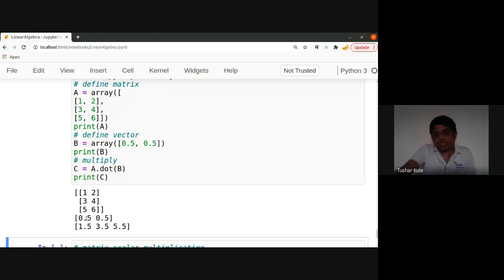Fine, so you can check it out. 0.5 plus 1 for this case, that is 1.5. Then the second, 1.5 plus 2, that is 3.5. And in the third case, 2.5 plus 3, that is 5.5.